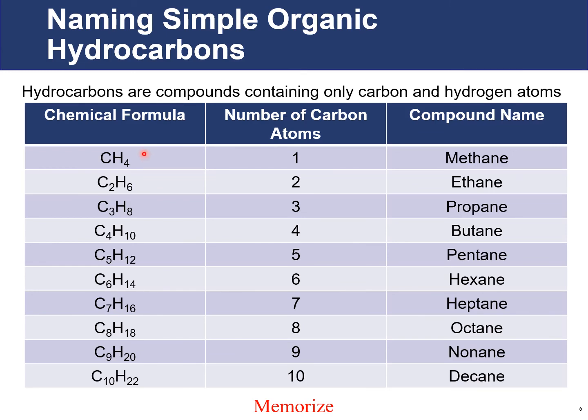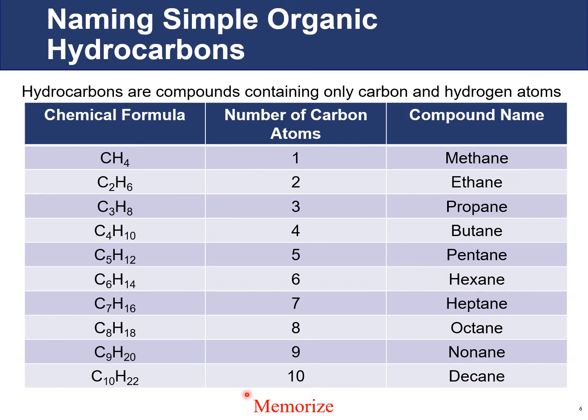For the chemical that has 1 carbon, 4 hydrogens, so this would be a total of 1 carbon, that would be methane. 2 carbon, 6 hydrogen, total of 2 carbons is ethane. Then 3 and 8 would be 3 total carbon atoms, would be propane. 4 carbon atoms is butane, 5 is pentane, 6 is hexane, 7 is heptane, 8 is octane, 9 is nonane, and 10 is decane.